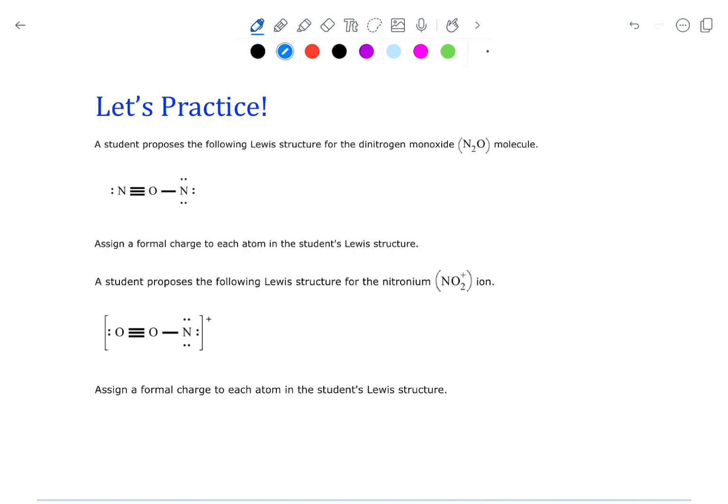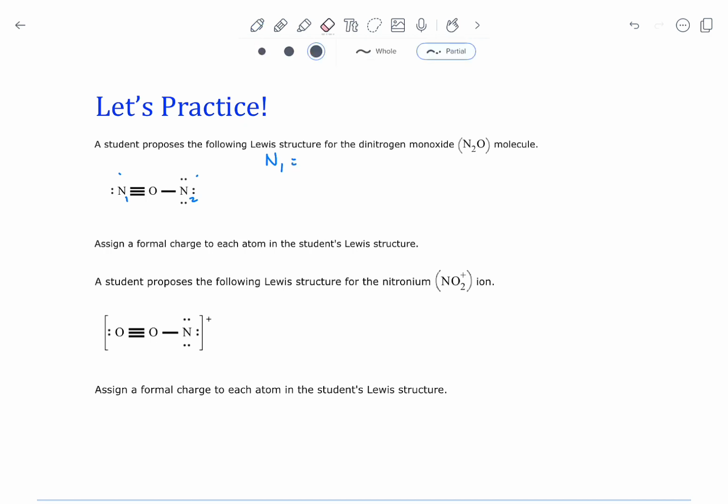So let's start with N. We're going to label our N's 1 and 2 just so we know the difference. They are not the same, right? This nitrogen has 1 lone pair and 3 bonds, whereas the other nitrogen has 3 lone pairs and 1 bond, so their formal charge is going to be different. So we want to make sure that we are calculating for the correct nitrogen. So let's do nitrogen 1.